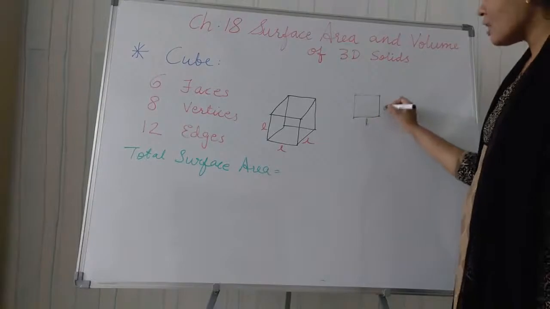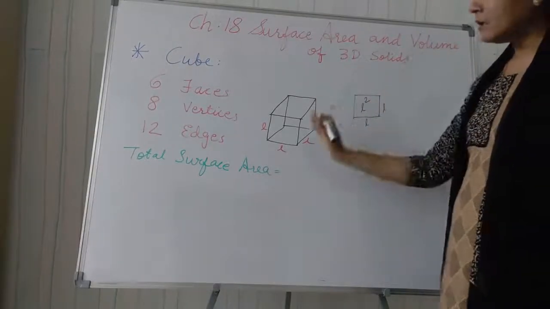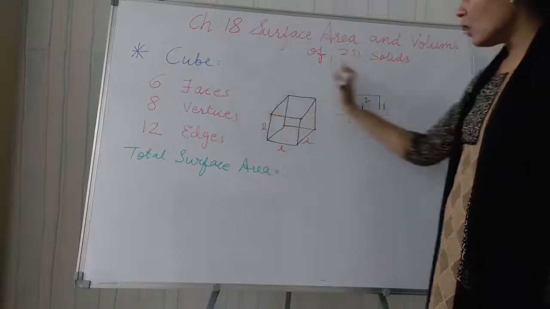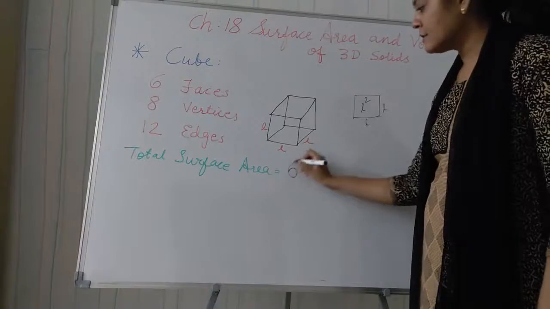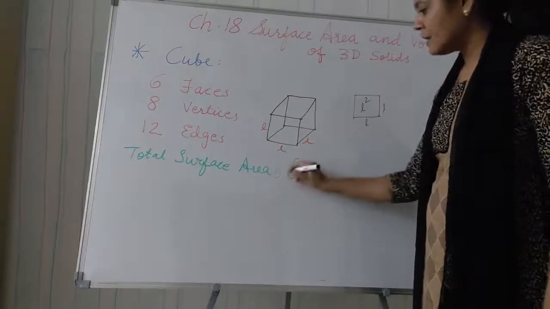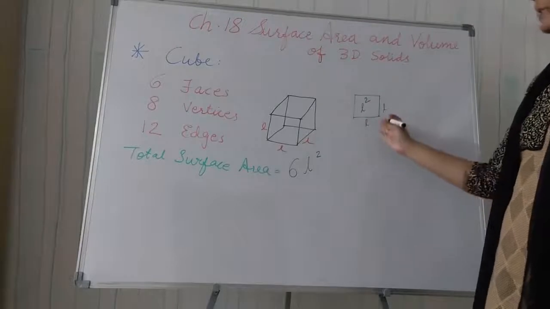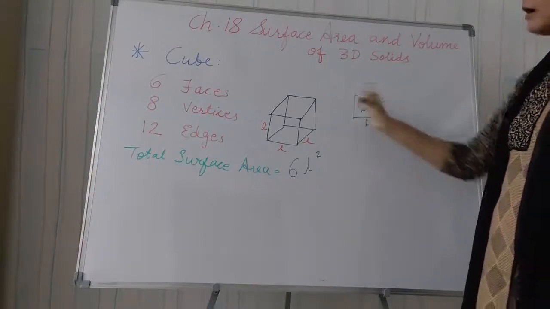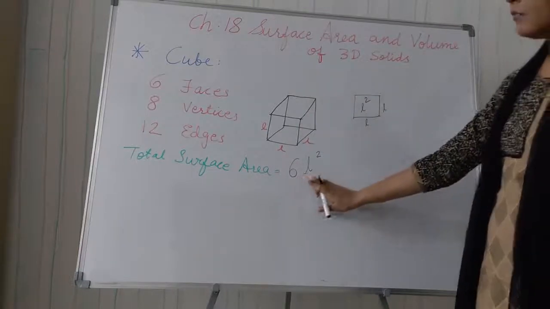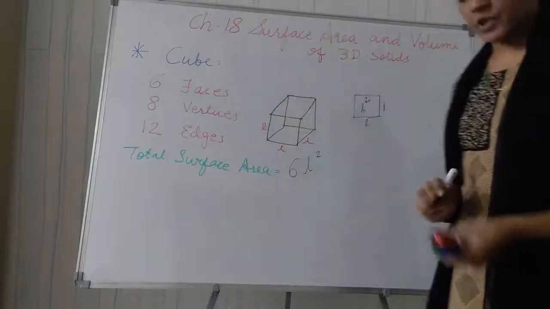And what is the area of a square? You write it as L square. But here there are 6 faces and all the faces are the same. So we can write our answer as 6L square. This is the formula. I explained that one face area is L square and we multiplied by 6, then we get the total surface area of the cube shape.